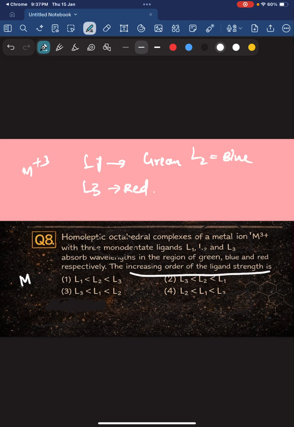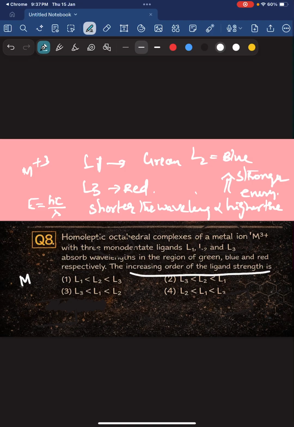We know that energy equals hc by lambda. So the shorter the wavelength, the higher the energy, and the stronger the ligand. A simple definition: the ligand which gives high wavelength light is considered lower energy. That means the shorter the wavelength, the higher the energy, and the stronger the ligand.